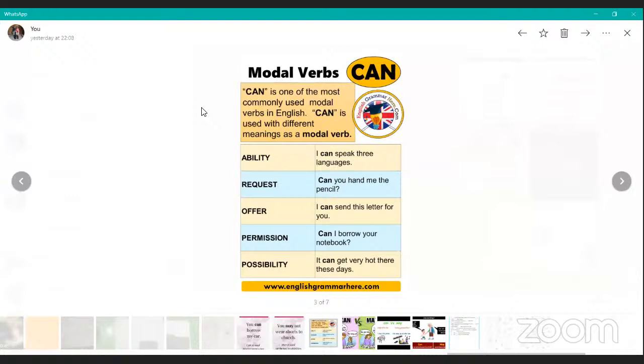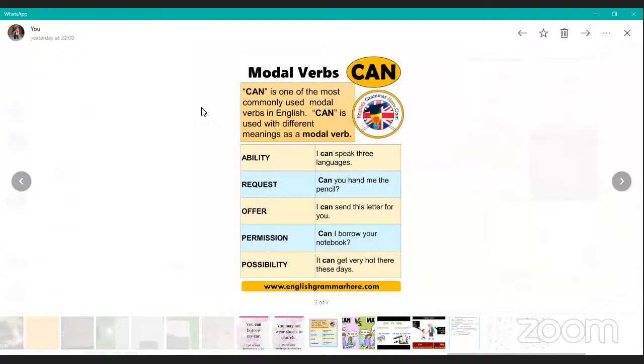Then a request. Can you hand me the pencil? Then as an offer, to have an offer. I can send this letter for you. It is asking whether we can do a favour. Then permission. Can I borrow your notebook?